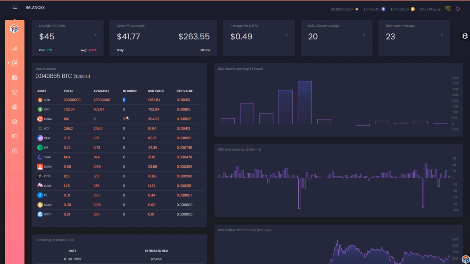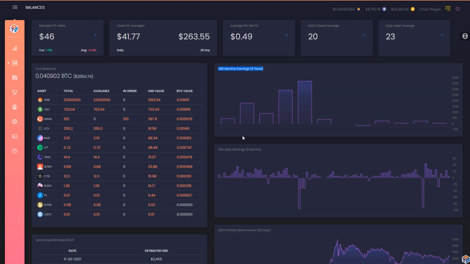If you have a sell order on the exchange, it says a number of these are in an order, right? In which case available would be the difference between this and this. USD value is how much, in this case, SHIB is worth in US dollar and also in Bitcoin value. MANA is a good example. I own 150 of them. I have 0 available because I have 150 of them in a sell order. Its current USD value is $387.90.